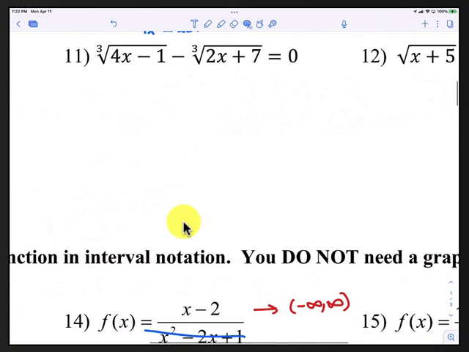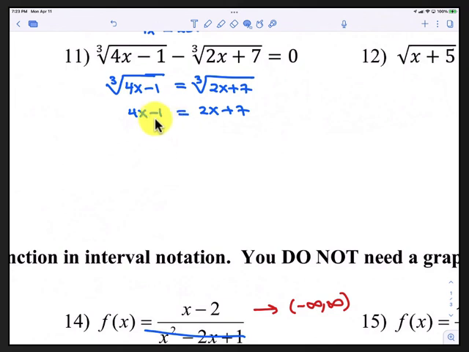All right, for number 11, we want to get one of these radicals by itself on one side. So let's go ahead and add this radical to both sides. So now we have radical on the left equals radical on the right. Now we'll raise both sides to the 3rd power to get rid of the radical. That results in 4x minus 1 equals 2x plus 7.